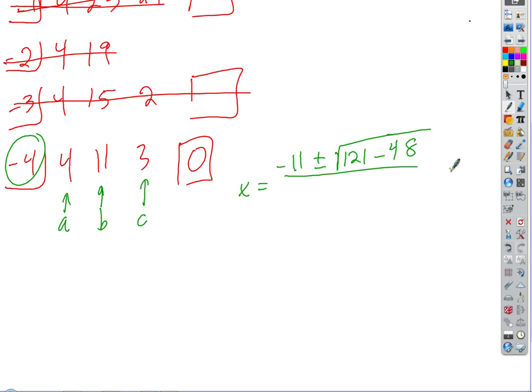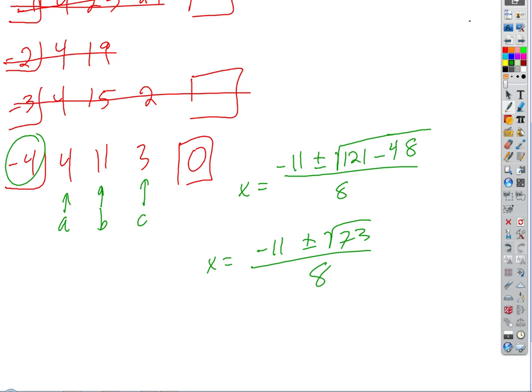All divided by, so then what's that going to be? 121 minus 48 is going to be 73. Is that right? 73? Yeah. So we're going to get -11 plus or minus the square root of 73 over 8. So that's not going to reduce, right? But are those real? Yeah, they're real. They're just not rational, right? They're irrational. But that's fine. We just ask for real solutions.